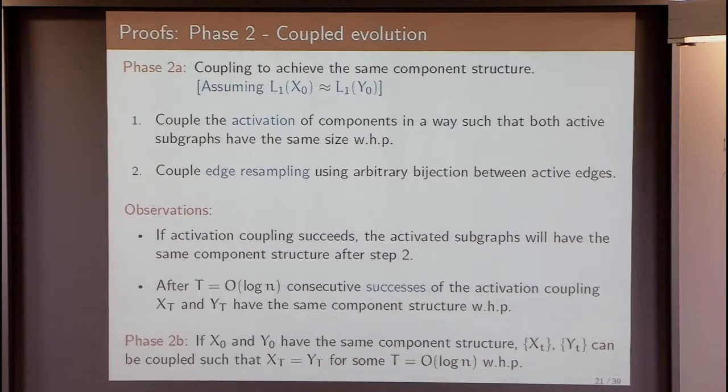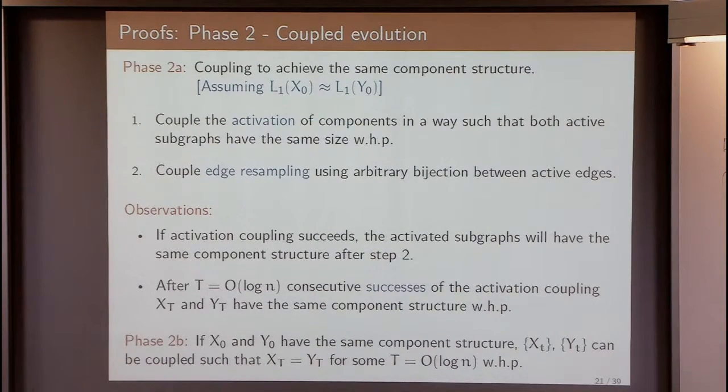Okay, so that was about phase 1. In phase 2 is when we actually do the coupling of the Markov chain, but now we can assume that the two largest components have roughly the same size. Here, the key step is going to be to couple the activation of the components so that exactly the same number of vertices are active in each copy. Because if we are able to activate the same number of vertices in both copies, then we can put an arbitrary bijection between the edges and use this bijection to resample all the edges and get the same component structure in the active subgraph.